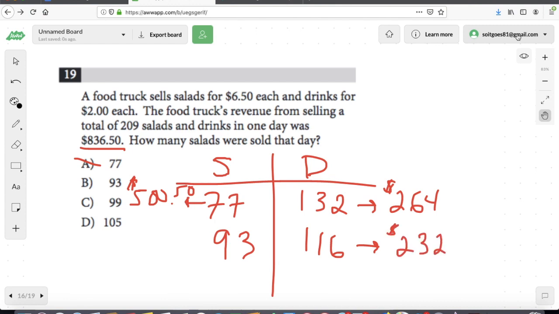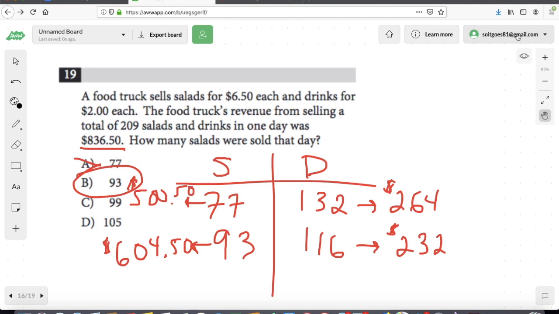How much for the salads? $604.50. Does that add up to $836.50? Yes, sure does. Answer choice B. Don't even have to test out the ones. Nope. Nice. Nope.